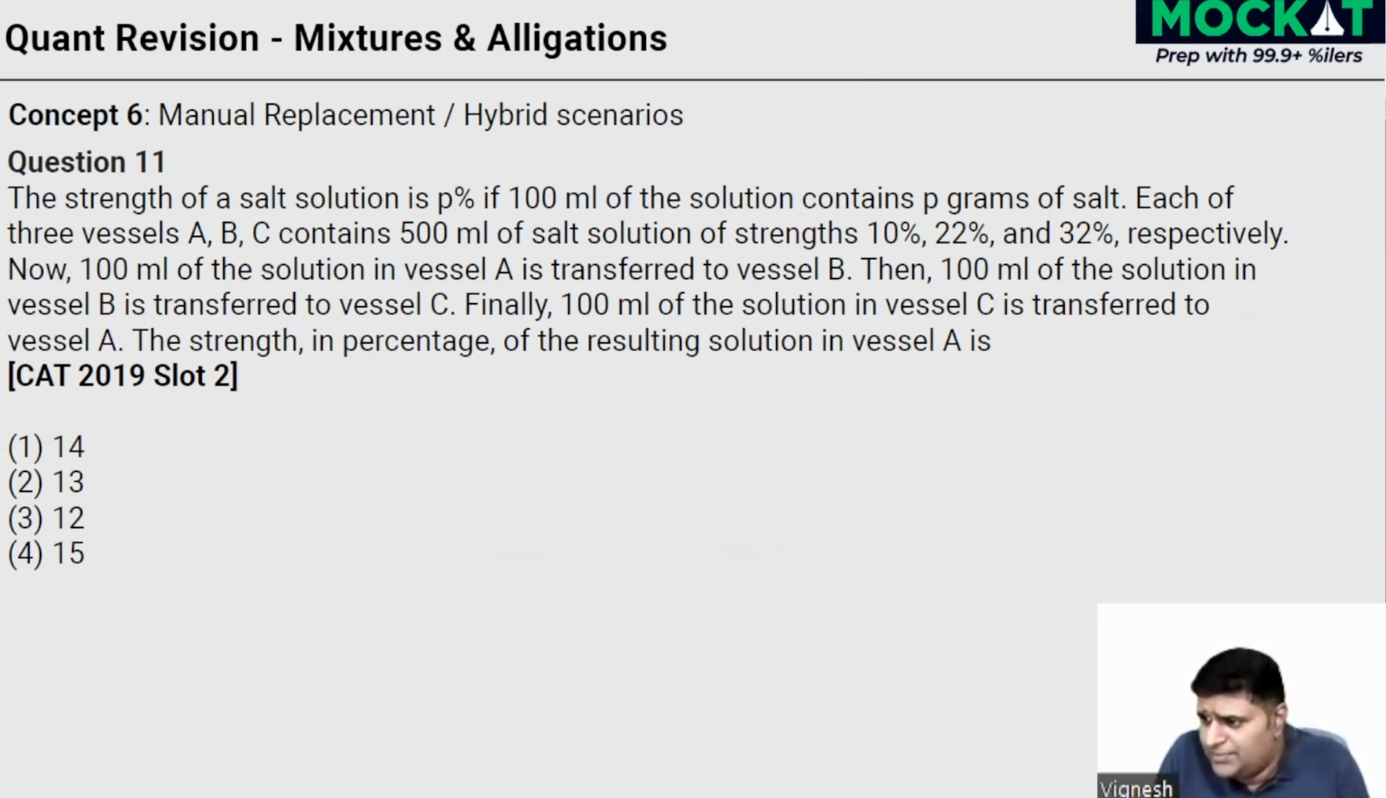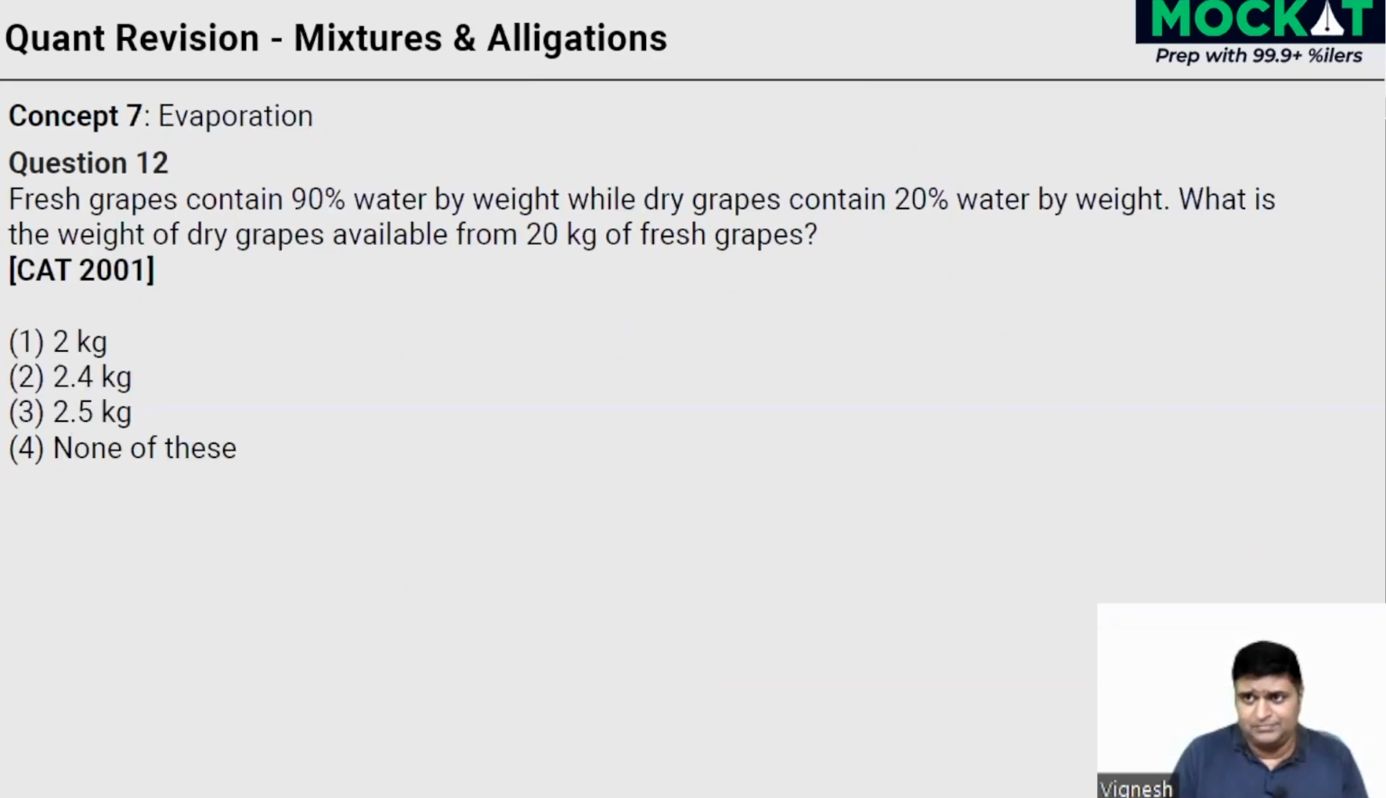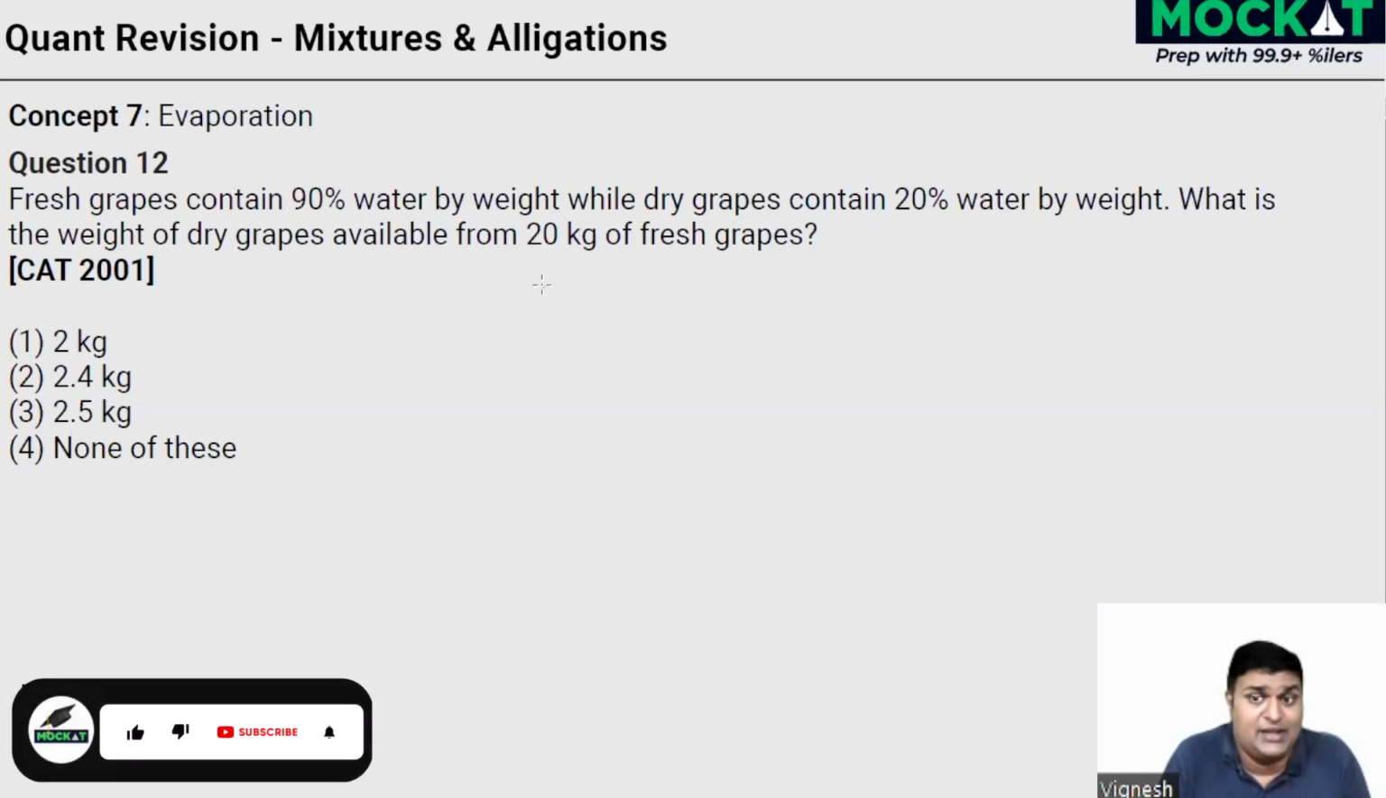So on to the last part of alligations before we take a break. The last concept over here would be around evaporation. A question like that turned up in CAT 2001. But this deals with one of the units changing, one of the terms changing, the other remains constant, right? Let's look at it.